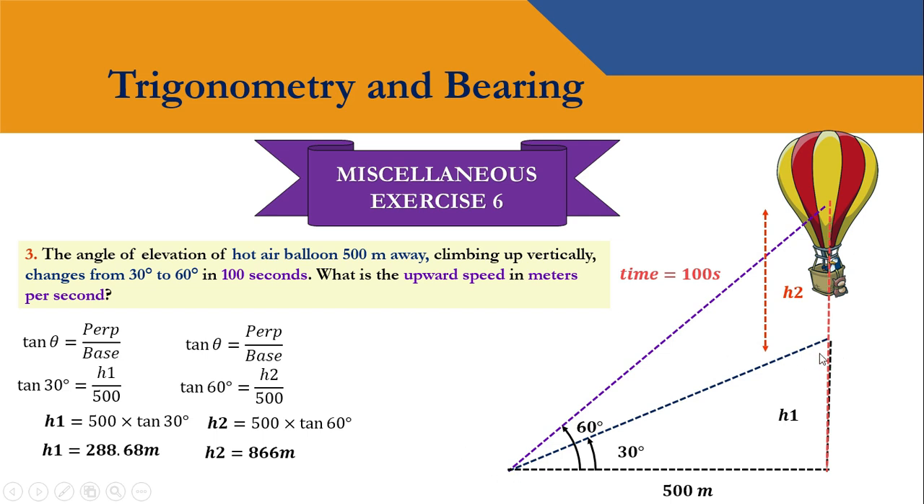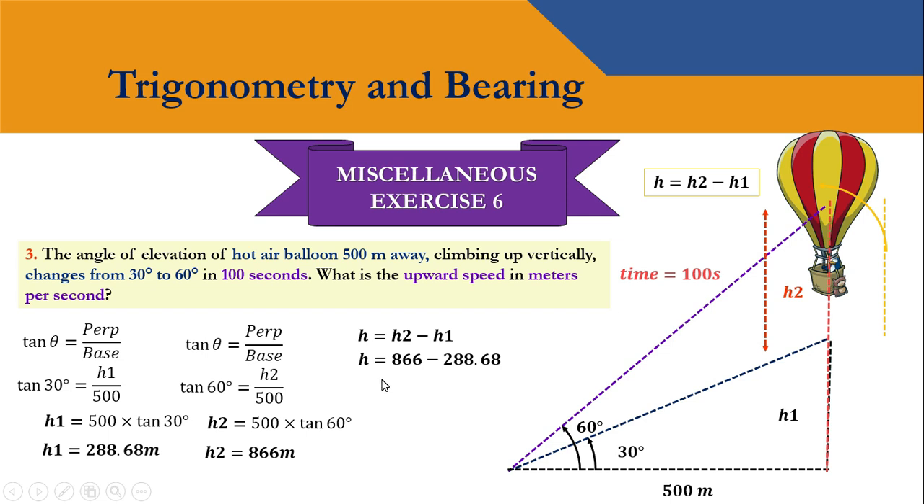Now we only need the distance from the initial position to the final position. We have the distance of the balloon's first position from the ground level, and we have the second distance of the balloon from the ground level. So now we have to calculate this height which the balloon travels in 100 seconds. To calculate this height, we have to subtract h1 from h2. So h2 minus h1 is equal to the distance traveled in 100 seconds.